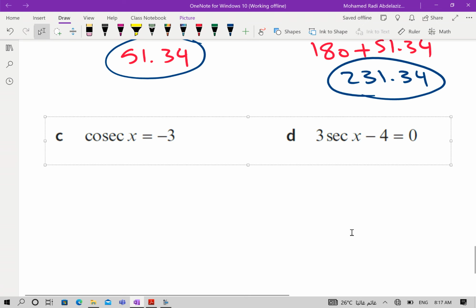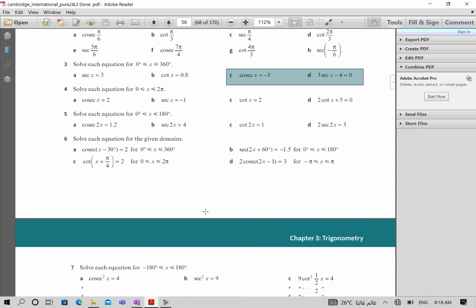I will not solve this, it is exactly the same. Cosec, cosec, cosec. I will write it as sine x equals negative third. Shift sine, get the basic angle. Sine given negative, third and the fourth. 180 plus, 360 minus, you'll get the solution. Part D, find sec x first as subject. Then change the question from sec to cosine. You will get it positive, first and fourth, and the same range from 0 to 360.